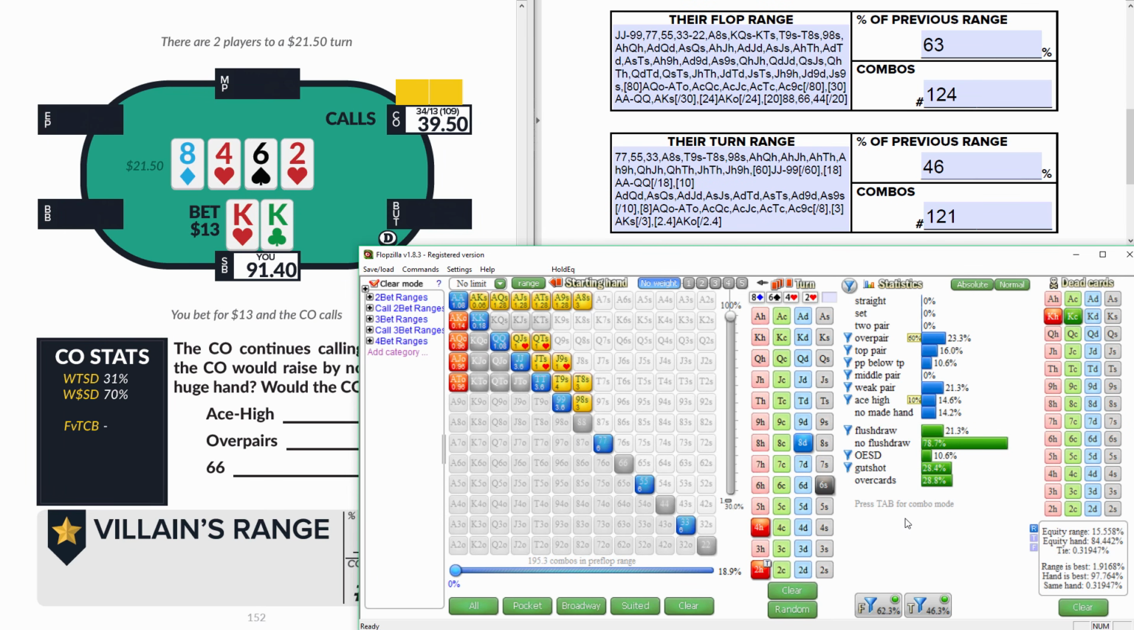And of course, when you are on the value side of the spectrum, like we are here, obviously we see that we are absolutely crushing our opponent's range. We can see that right here in Flopzilla, and awesome. It's going to be really, really easy to make decisions.